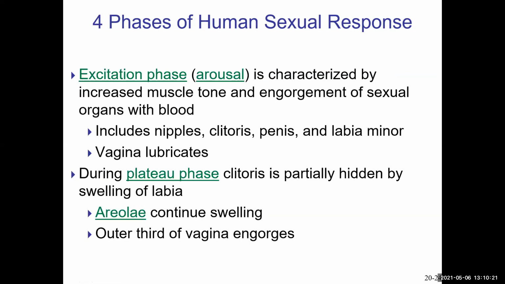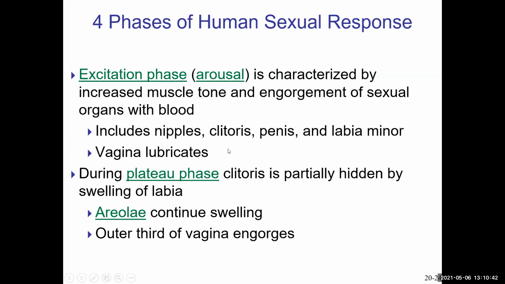Okay, so what happens in each phase? Excitation phase is the arousal phase. It's characterized by increased muscle tone, engorgement of sexual organs with blood, including nipples, clitoris, penis, labia minora, and there is increased secretion in the vagina, that is, lubricating the vagina.